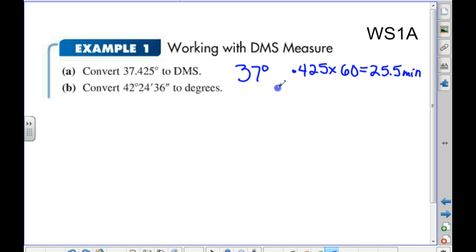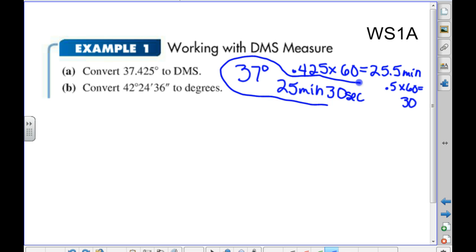which is really 25 minutes and 0.5 times 60, or 30 seconds. So the whole answer is 37 degrees, 25 minutes, and 30 seconds. This whole number part was the degrees. This decimal part I multiplied by 60 and made into minutes. And because it was 25.5, that 0.5 is another half a minute or 30 seconds. Yes? So DMS is degrees, minutes, seconds. This stands for degrees, minutes, and seconds.